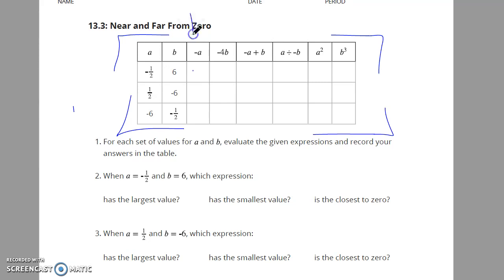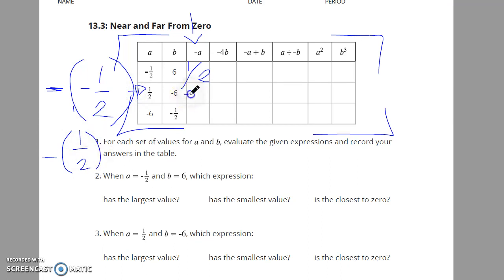So when you look at this row right here, it says it's negative A. So we're going to put a negative in a parentheses and put in whatever A is. For this first row, it's negative 1 half, and negative times a negative is positive. So it's positive 1 half. Then if you did negative, and you put in the second row, it would be negative 1 half like this. That one would be negative 1 half. Please continue filling out that table.